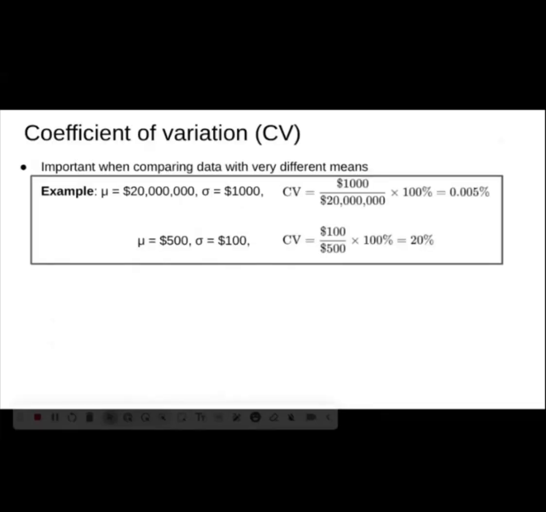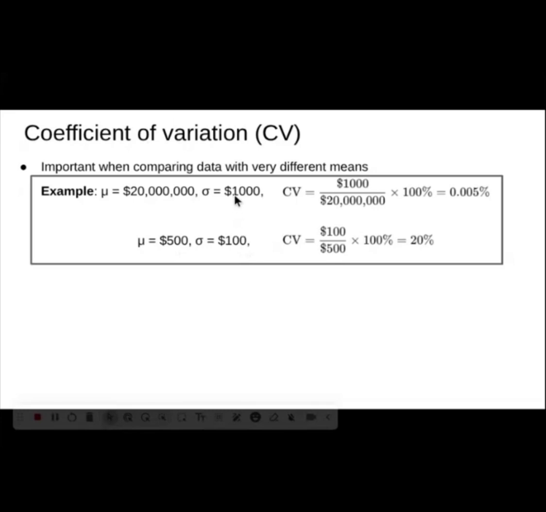Standard deviation tells you how spread out the data is in an absolute sense. This is not very useful when comparing data sets that have very different means. Compare, for example, someone with an average income of $20 million with a standard deviation of $1,000 versus someone with an average income of $500 and a standard deviation of $100. Whose income is more stable? In absolute terms, 100 is less than 1,000.